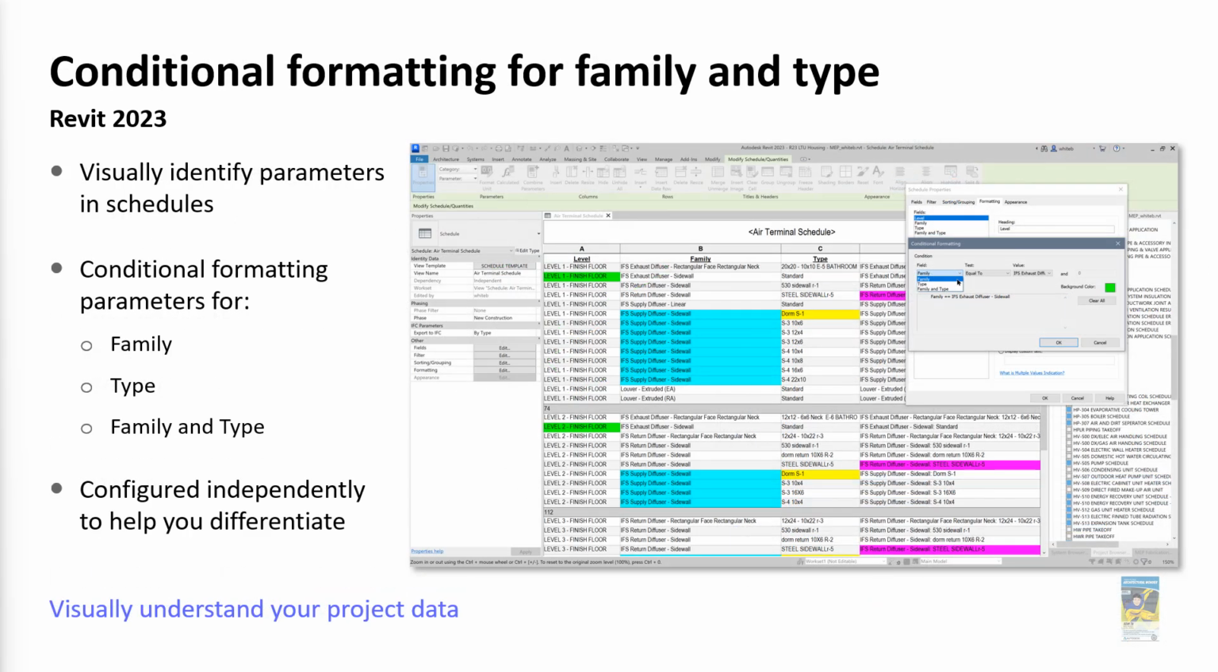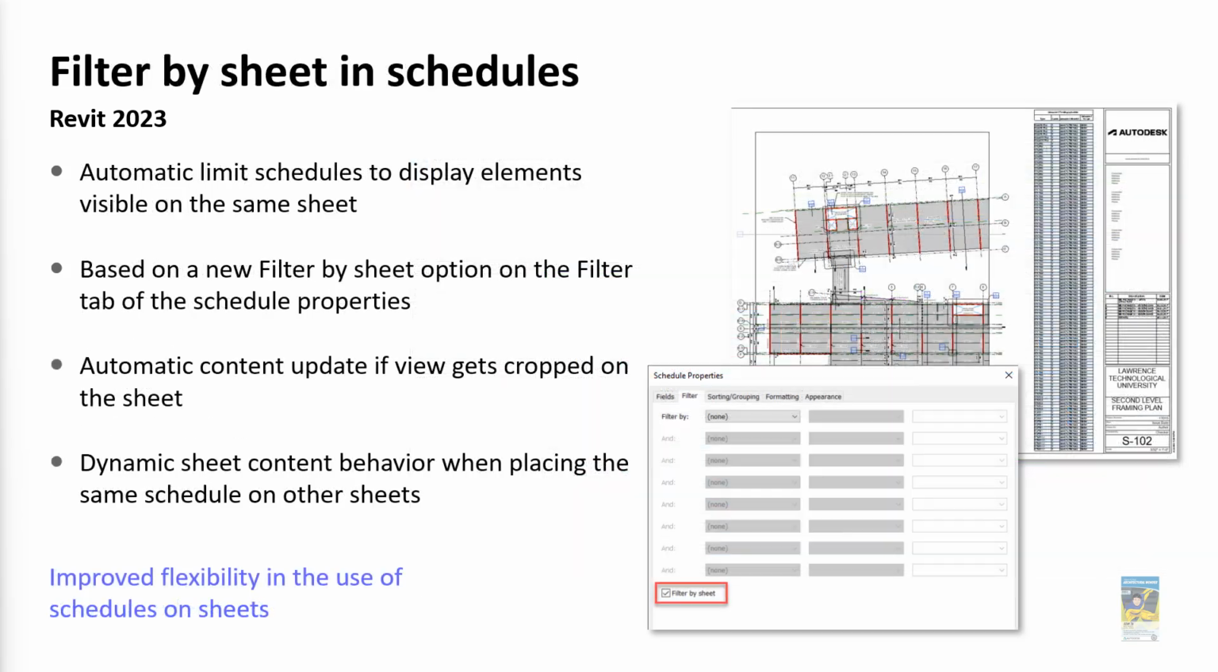Conditional formatting for family and types are now capable. So you can visually identify parameters within a schedule. So for example, if you look at the schedule properties window and set up conditional formatting, you can do conditional formatting based upon family, type, and family and type. And so whatever condition you decide to put in there, depending on the family you're working with, you can color those backgrounds and make it more visible and easier to spot those situations.